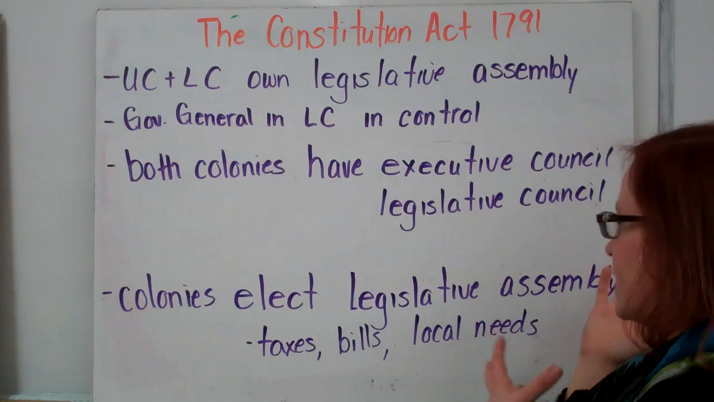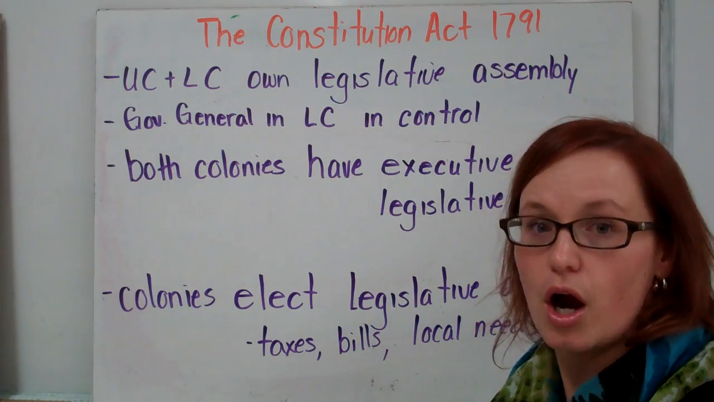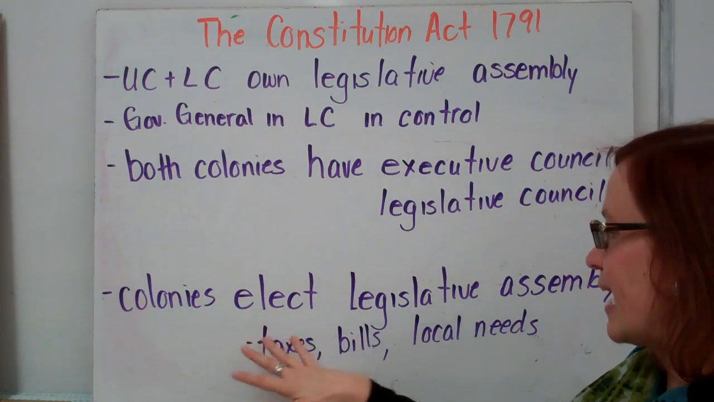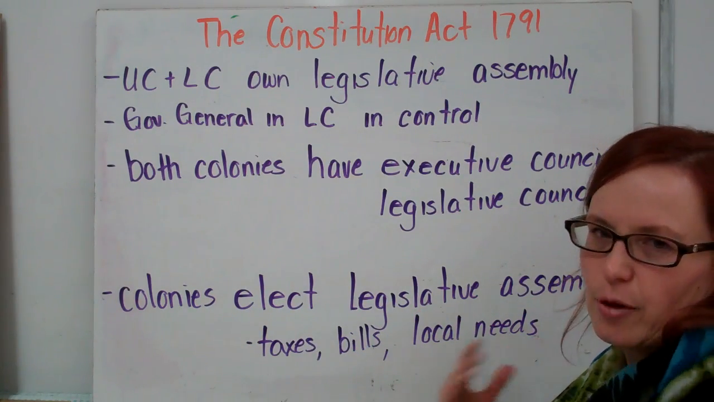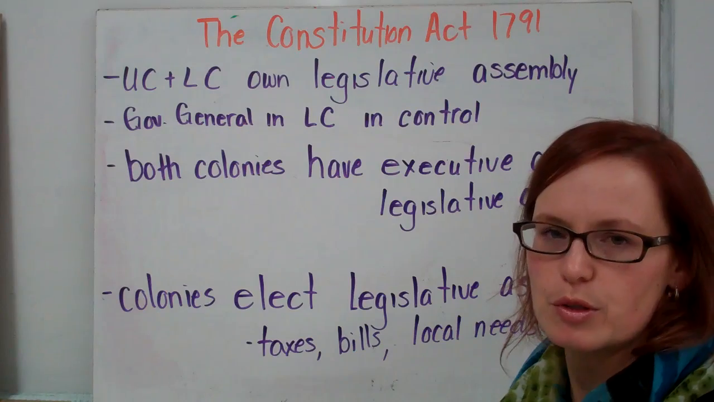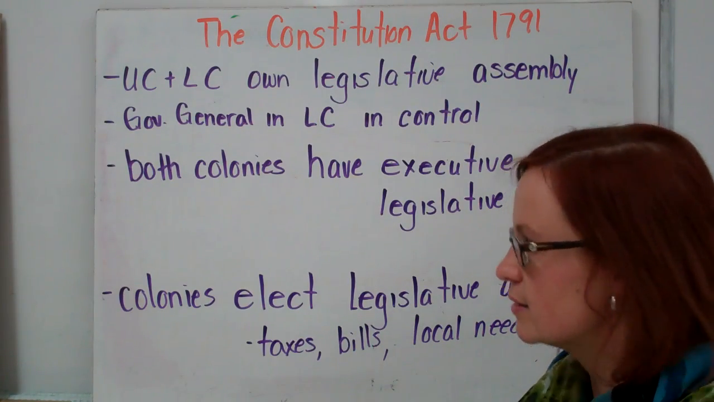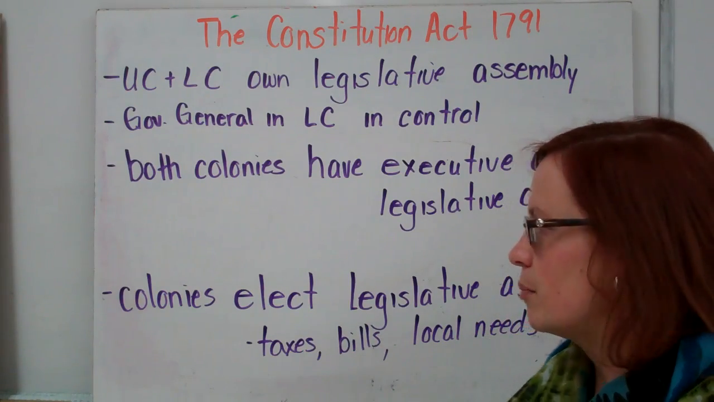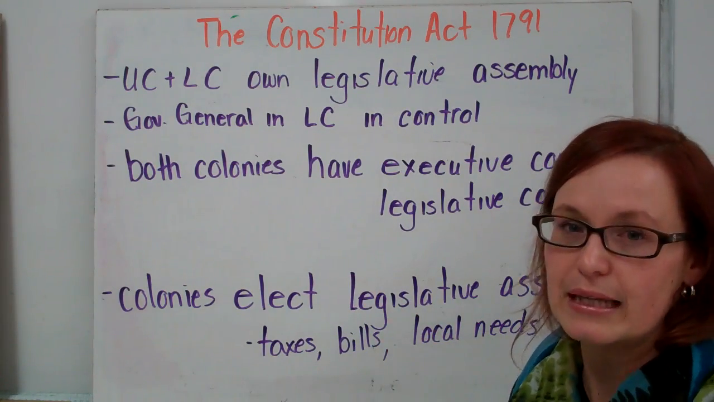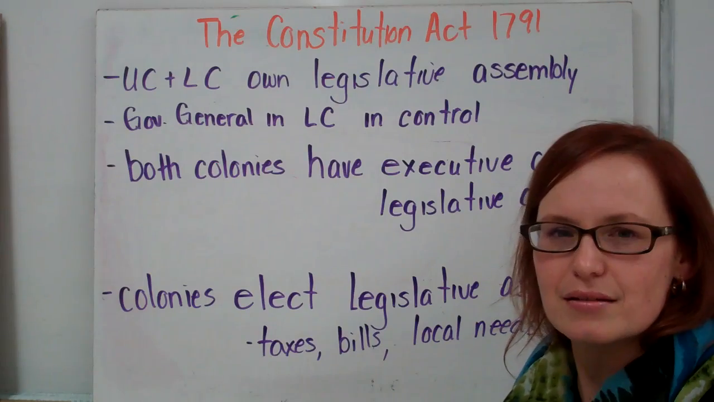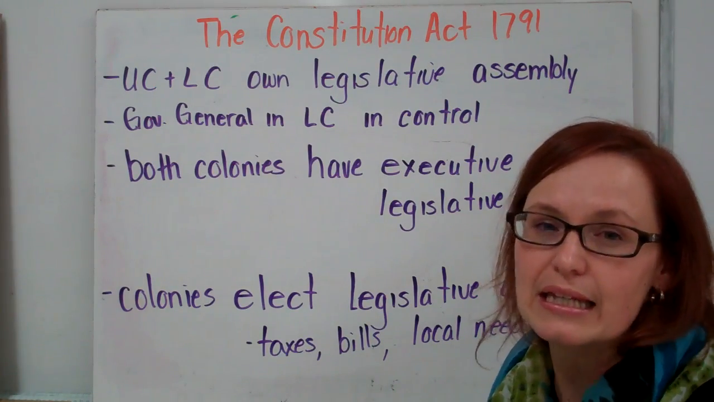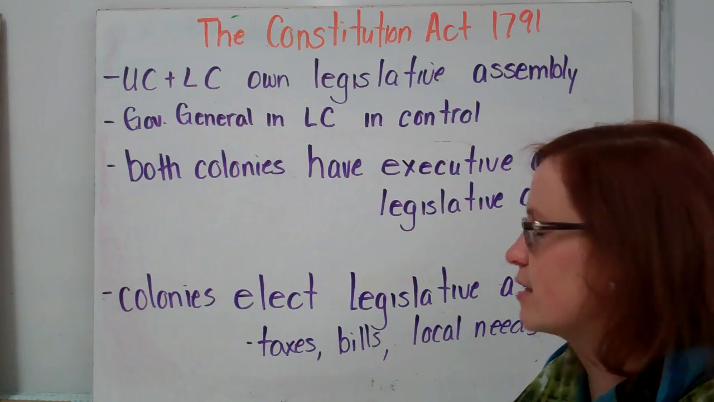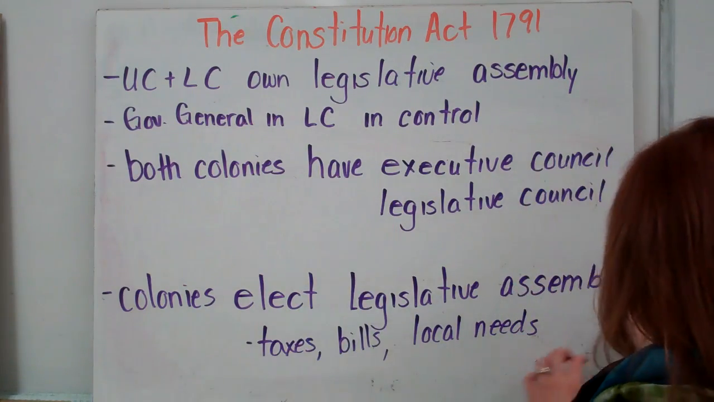Both colonies will have an executive council and a legislative council. Those are appointed by the British government, and then both colonies will elect a legislative assembly. And they'll be in charge of taxes, and they'll propose bills, and sort of the local needs. Now, it was kind of a trick, because even though they gave them this legislative assembly, and they told them they had some role in the government, they had really limited power. All the power really resided with the Executive Council, Legislative Council, and the Governor General.